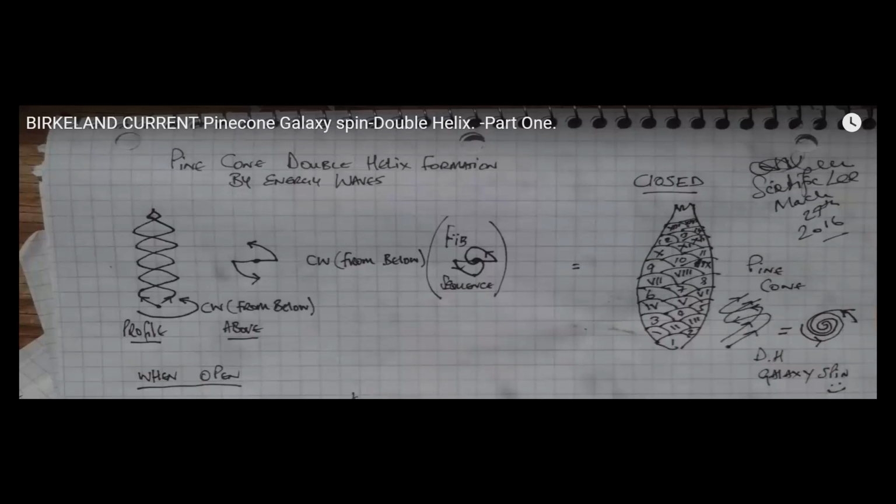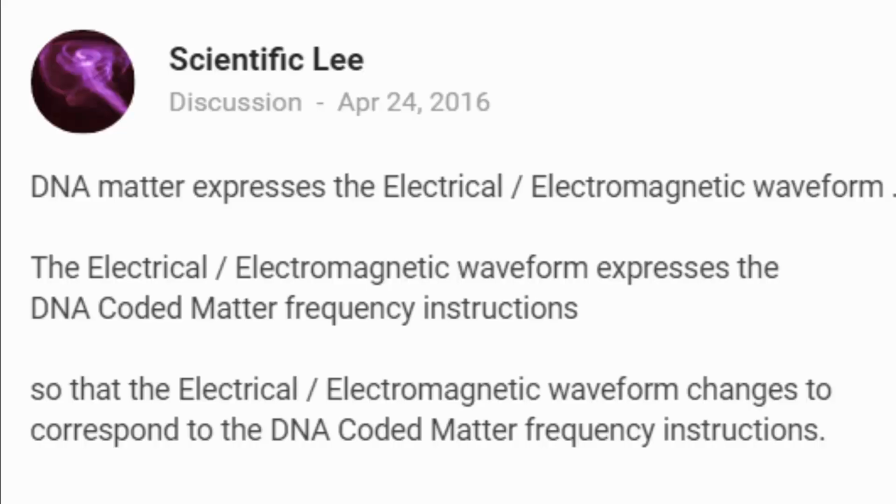Now, God gave me an inspired expression, which I wrote down and placed in the Electric Universe Bible group, and this is it. DNA matter expresses the electrical electromagnetic waveform. The electrical electromagnetic waveform expresses the DNA coded matter frequency instructions, so that the electrical electromagnetic waveform changes to correspond to the DNA coded matter frequency instructions.